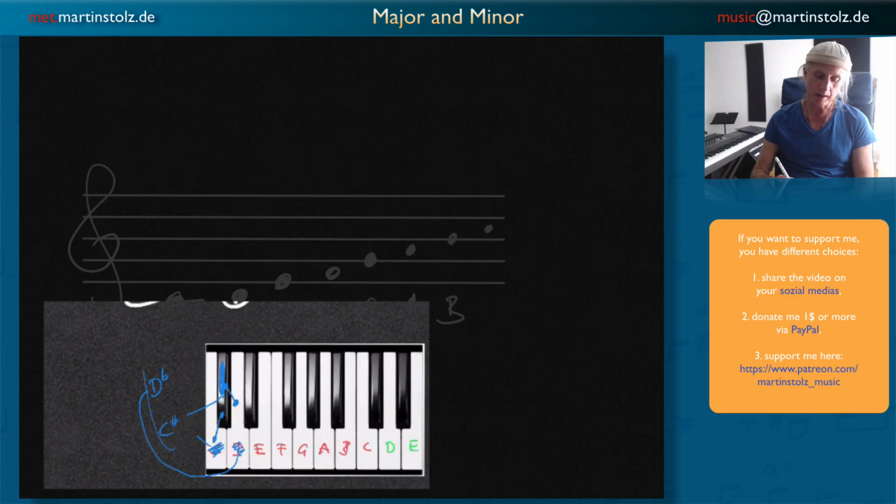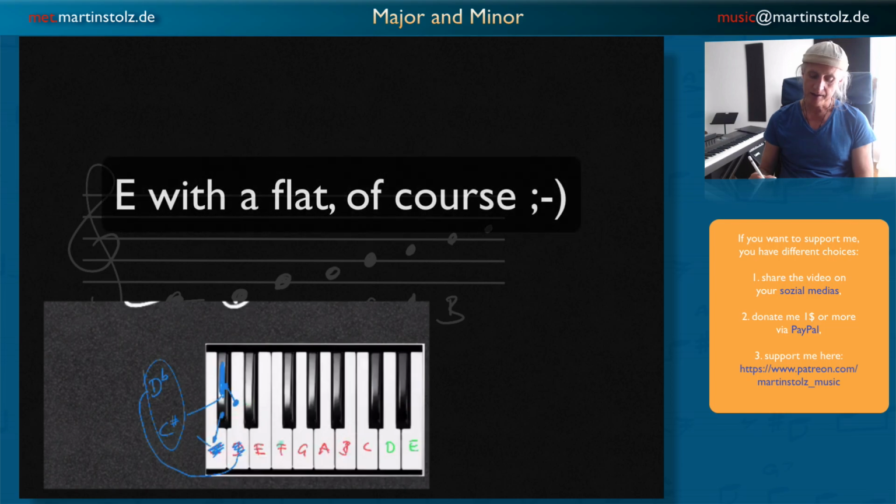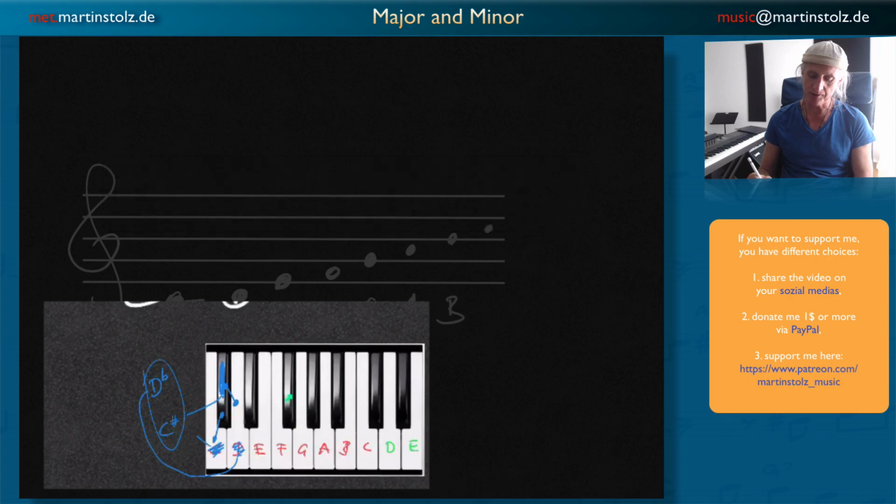So these two ways, and this you have for each of those black keys. So this black key could be the D sharp or the E flat. This could be the F sharp or the G flat. This could be the G sharp, the A flat, and this could be the A sharp and the B flat. I hope you understand this because we will need this in just a second.